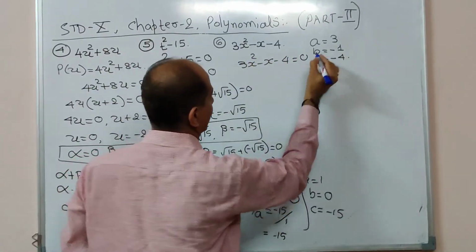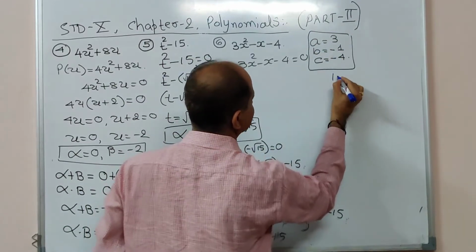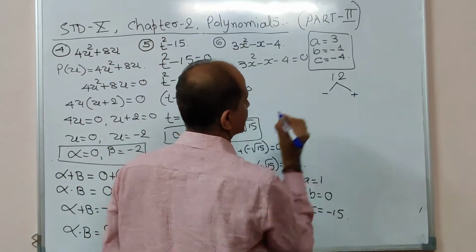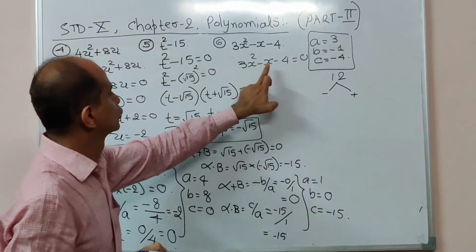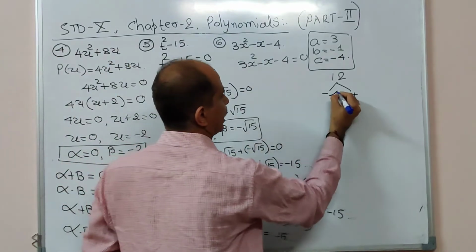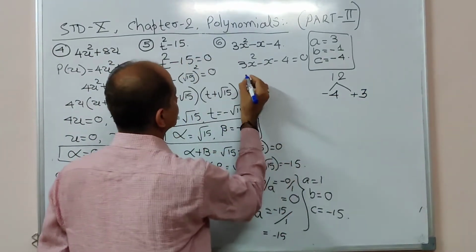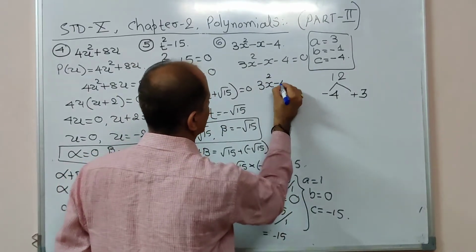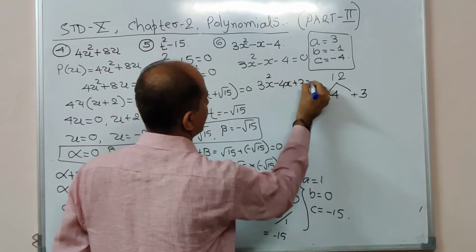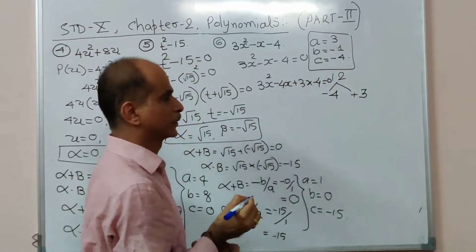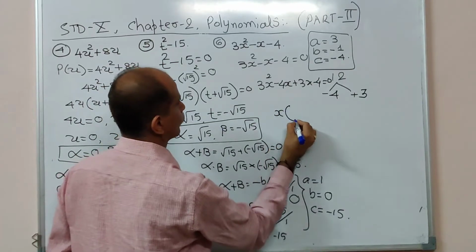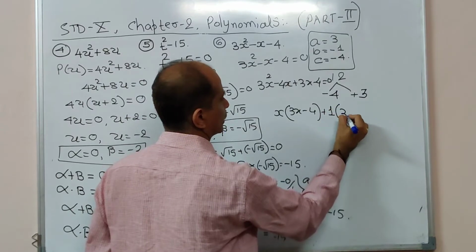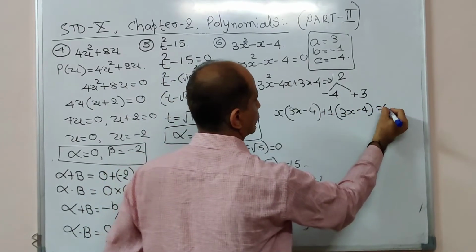So 4 threes are 12. Here you have to factorize 12 into two parts, with a minus and a plus, and the difference should be 1. So you can write 4 threes are 12. In place of minus x, write minus 4x plus 3x. So 3x square minus 4x plus 3x minus 4 is equal to 0. Here you can take x common, then you get 3x minus 4. Then you take plus 1 common, so you get 3x minus 4.